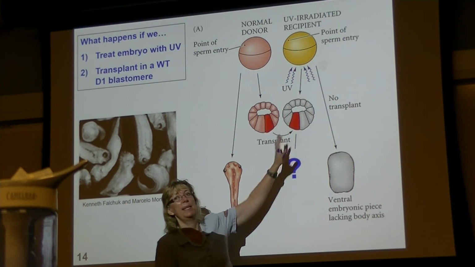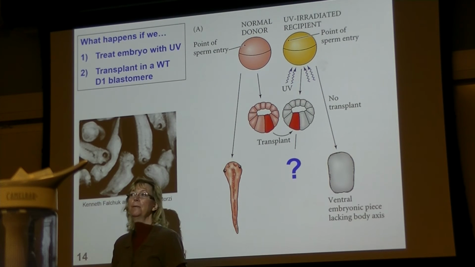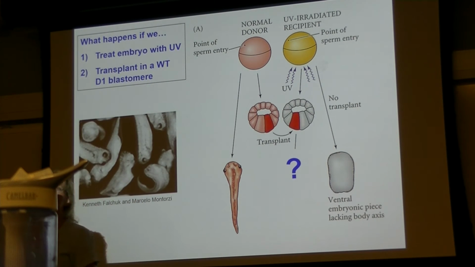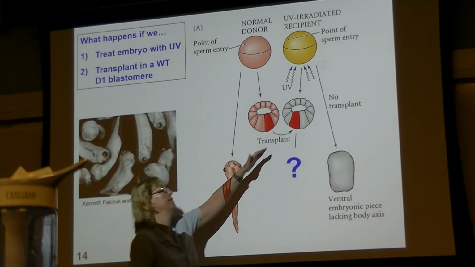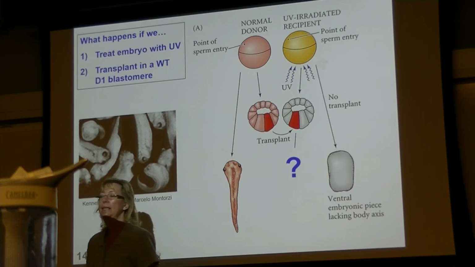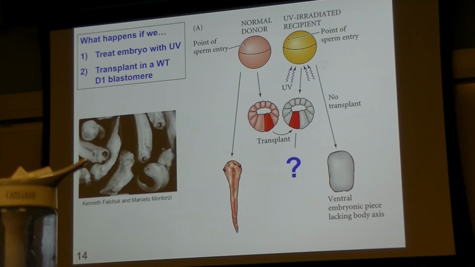So we've done the transplant experiment just like before, where we moved it not to the site where the endogenous D1 is, but to a different place, more towards the presumptive ventral side. What would happen in that? So why don't you take 2 minutes, think about it, talk to your neighbor, and then we'll come back here and see what happens.